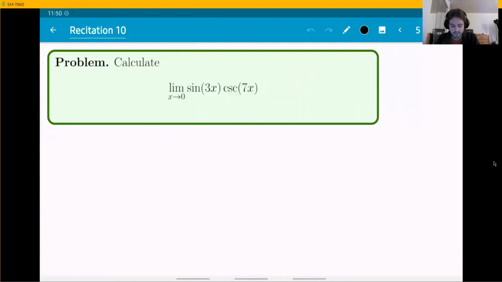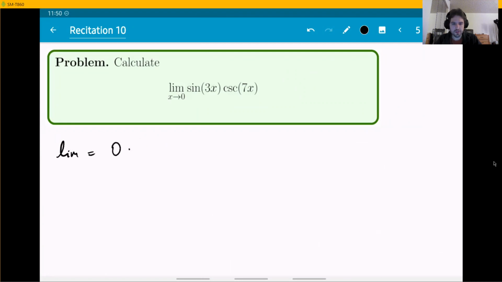Here's another one where, when you start, you don't see a fraction or quotient. This is a product between two functions. But what do you do? First, you try to plug in x equals 0 to see what's happening. So let's think about this. Sine of 3x is going to 0 when x goes to 0.